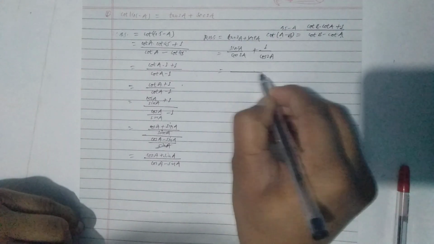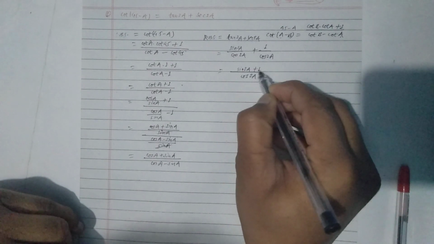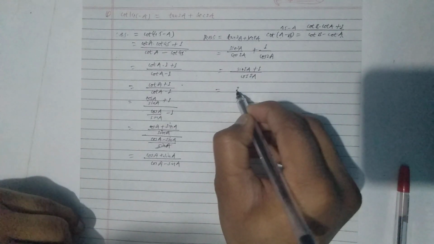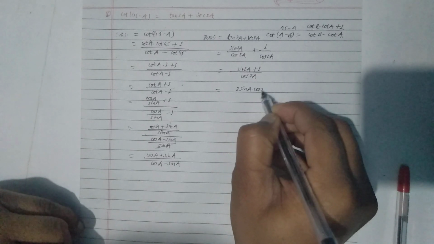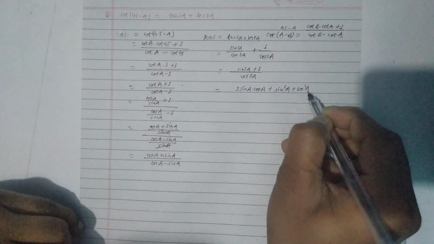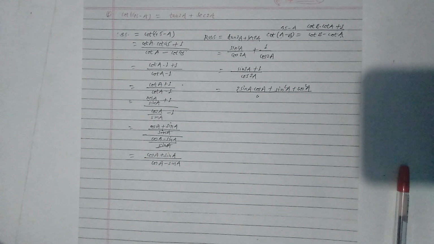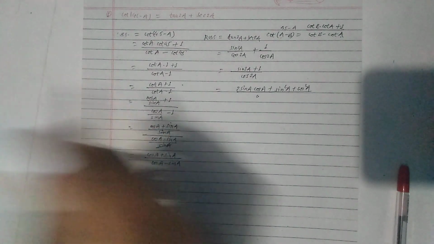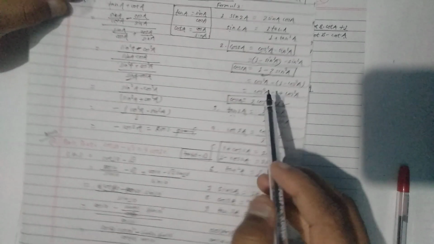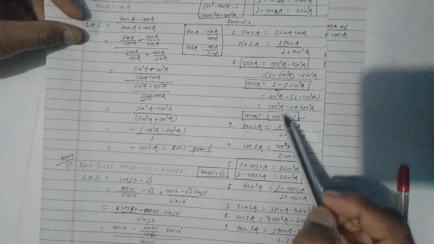So now let's take the LCM of these two terms. This will be (sin 2a plus 1) upon cos 2a. Now apply the formula: sin 2a equals 2 sin a cos a, and 1 equals sin² a plus cos² a. Let's apply the formula of cos 2a also. We already discussed that cos 2a has three formulas: cos² a minus sin² a, and the others.